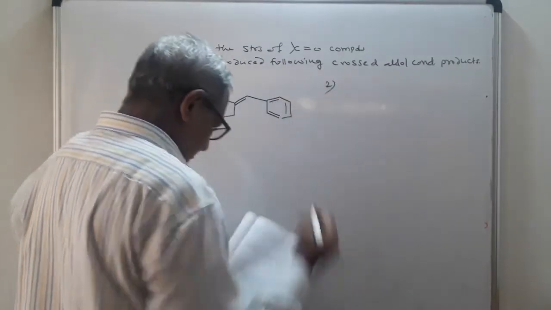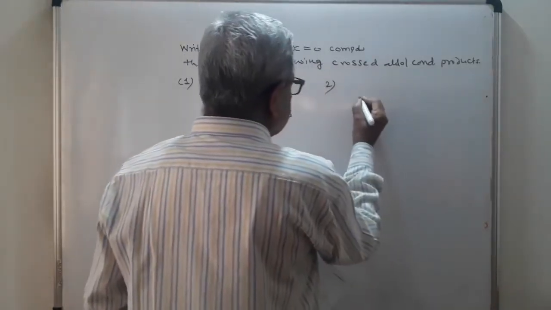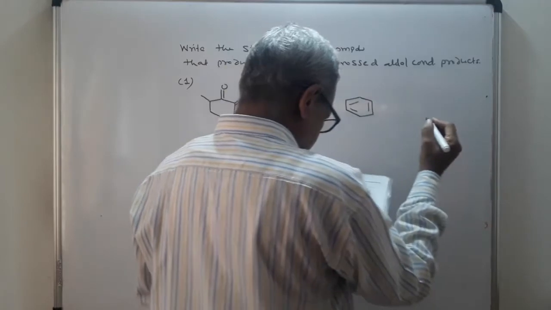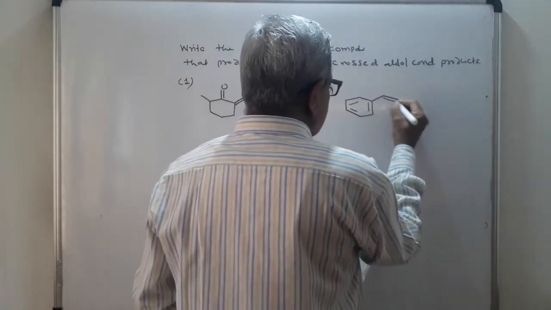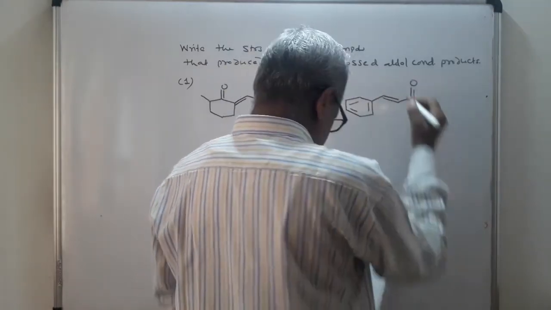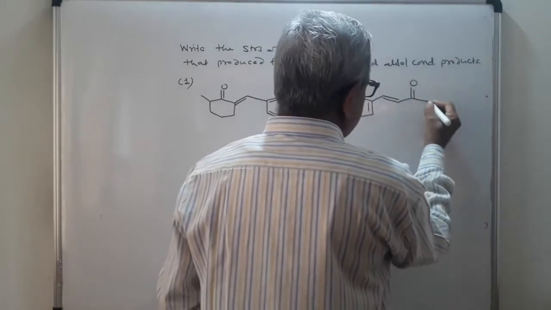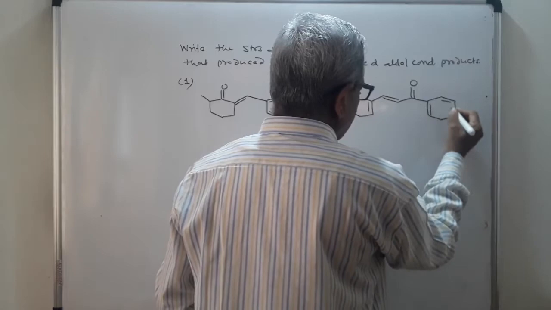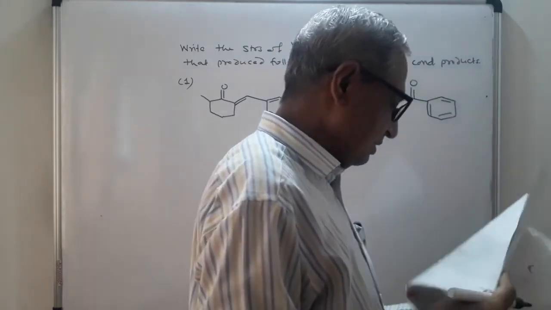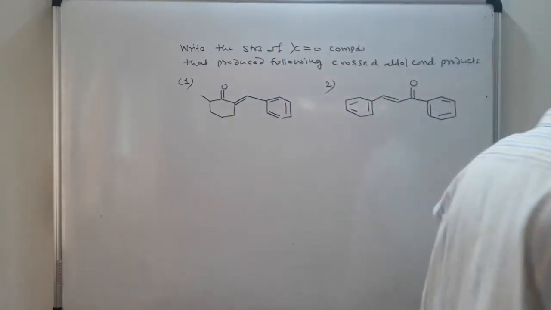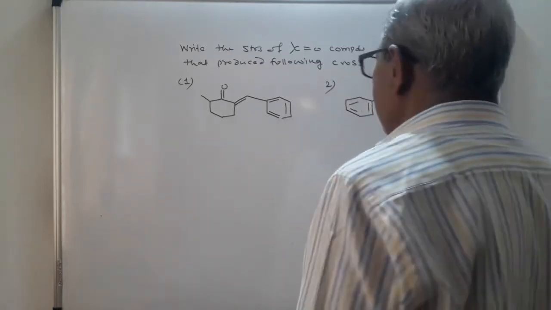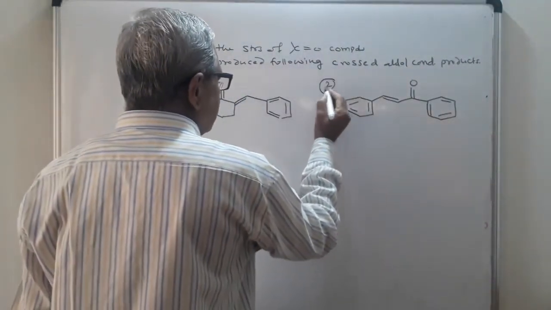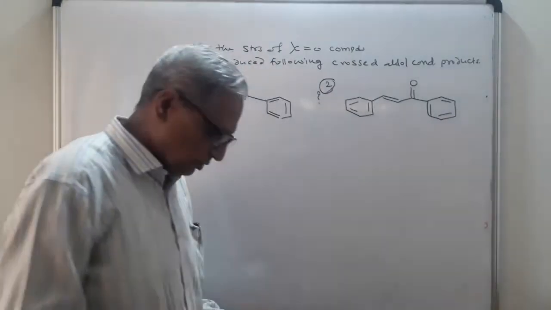Second example: a benzene ring with alternate double bonds, the carbonyl group is here, then again a benzene ring with alternate double bonds, and you have to find the structure of this one. So I will explain the first, you give the answer of the second. So this is the question for you.